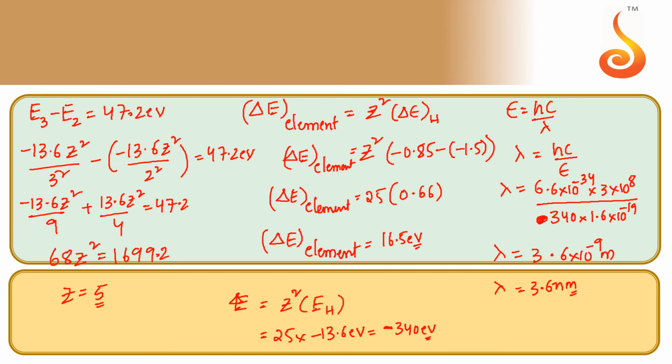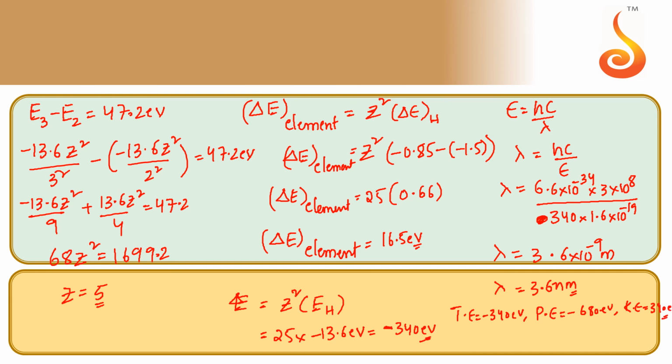We also need to calculate the total energy, potential energy and angular momentum. So we know the total energy of the electron in the ground state will be minus 340 electron volt, and therefore the potential energy will be twice of it, so minus 680 electron volt, and the kinetic energy will be the negative of the total energy, which is plus 340 electron volt.